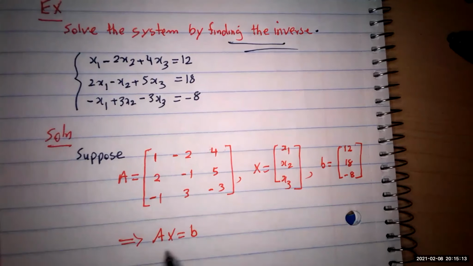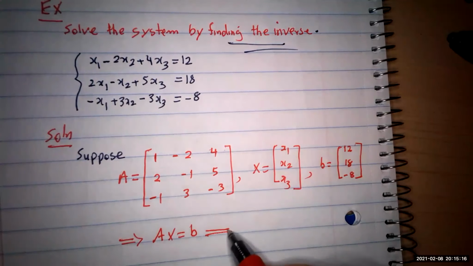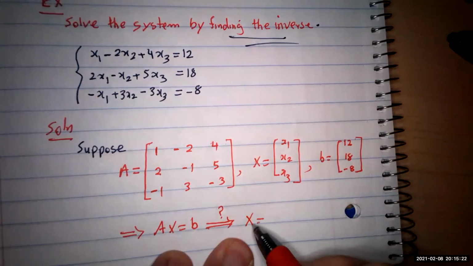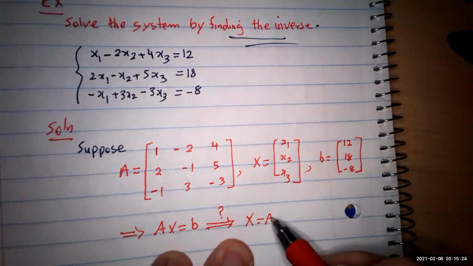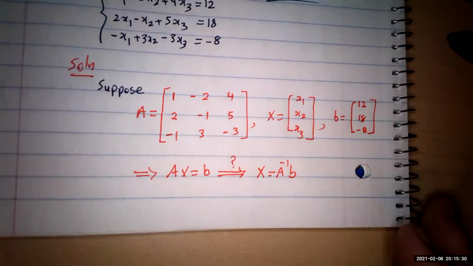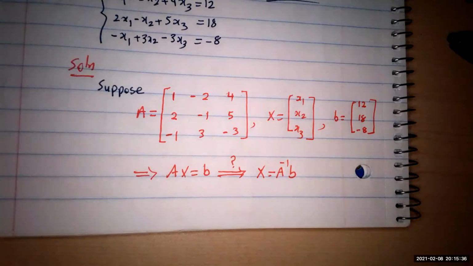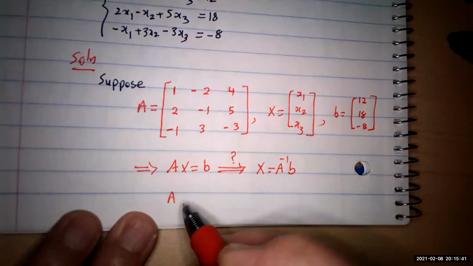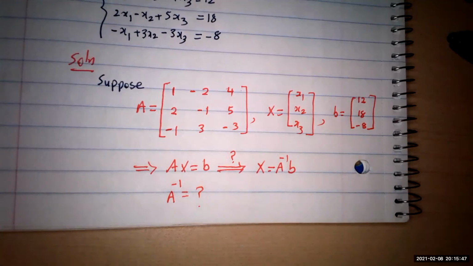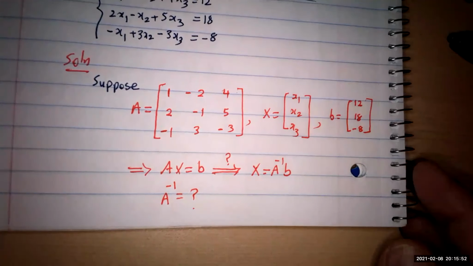So whether this A is invertible, we don't know, so we put a question mark. We know that the solution must be of this format: the solution X is equal to A inverse B, which is going to be the unique solution if this matrix is invertible. So what we are going to do is find the inverse. The question is, what is the A inverse? Is there an A inverse? If there is, we come back and find X. Okay, so that's the idea.